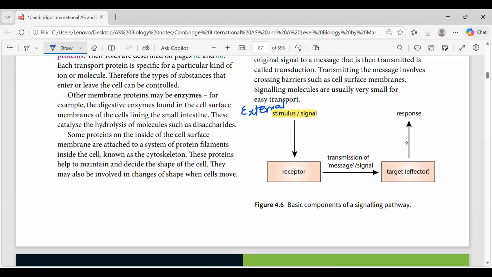What are receptors? They are the things that receive the signal. They are basically specialized proteins. Receptors are specialized proteins and they are located on the cell surface or within the cells. Let me write it over here. I'm writing the definition. You can take the screenshot. Receptors are specialized proteins.